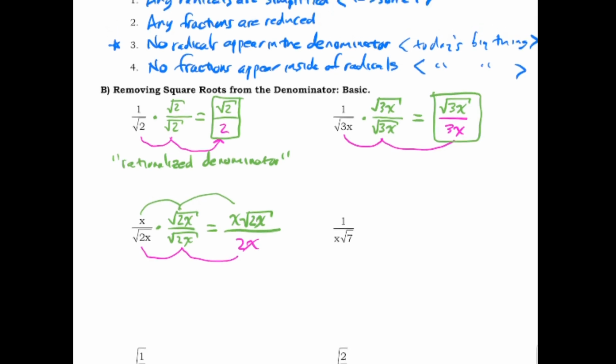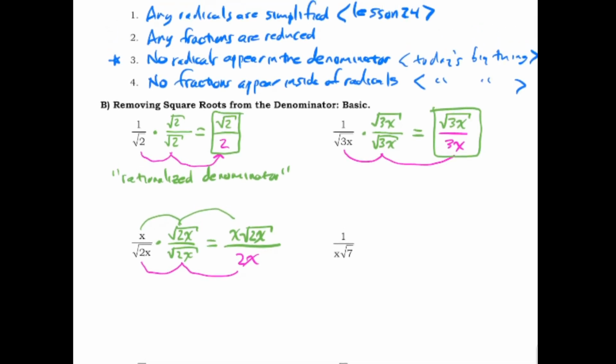Well, I'm pausing because I want to remind you that there are actually 4 parts to this, right? Any radicals are simplified. Yeah, you can't simplify radical 2x, that's fine. Any fractions are reduced. Hey, wait a minute. We got an x here, we got an x here. That's not a reduced fraction. So we cancel the x's there.